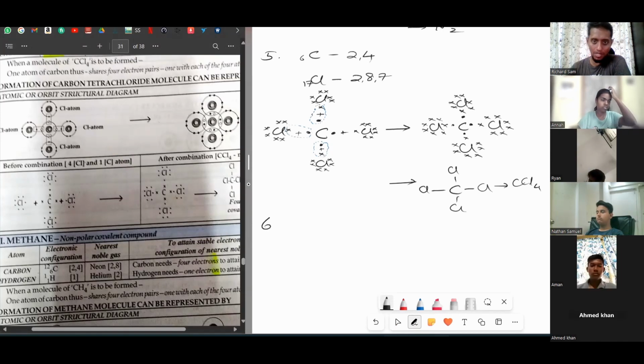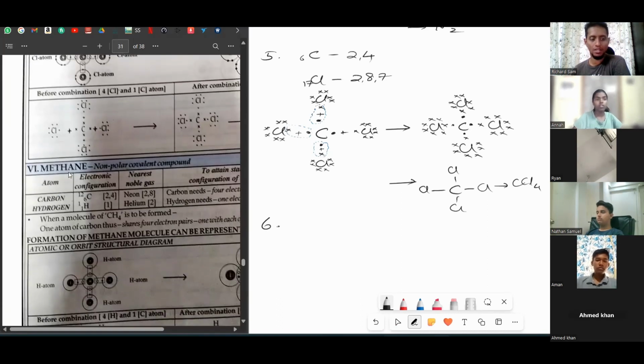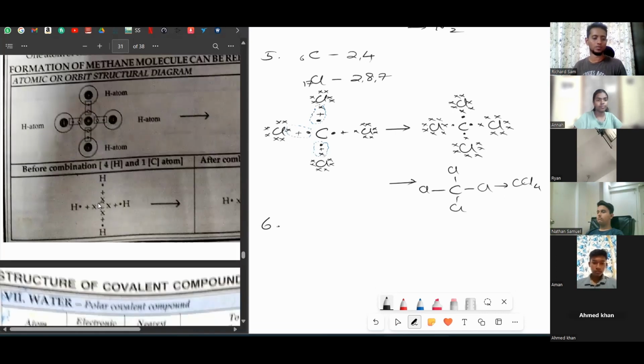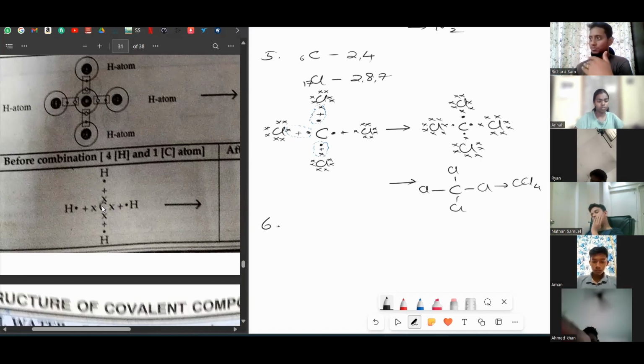Okay, the next compound after carbon tetrachloride, CCl4, is methane. Now we're not going to draw this, but it's similar to this. The formula for methane is CH4. That means 1 carbon in the center and 4 hydrogens around that carbon. So carbon is sharing how many electrons? No, totally carbon's, how many electrons are being shared? 4, because it needs 4. Right, carbon needs 4, so it's sharing 4.